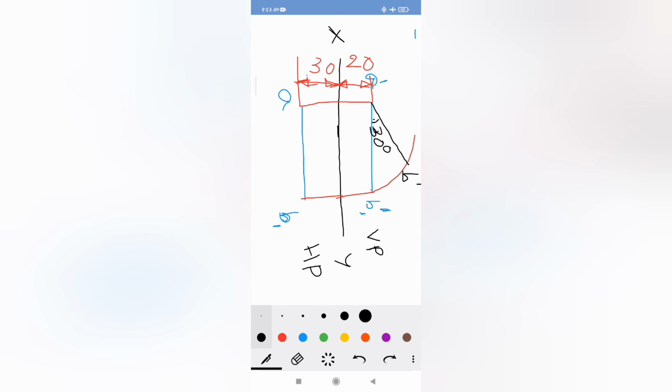Now if you project the same to the top view, this line will be AB. That means whenever the line is inclined to HP and parallel to VP, true length and true inclination can be seen from the front view, whereas in the top view you can see the reduced length. This is the true length.